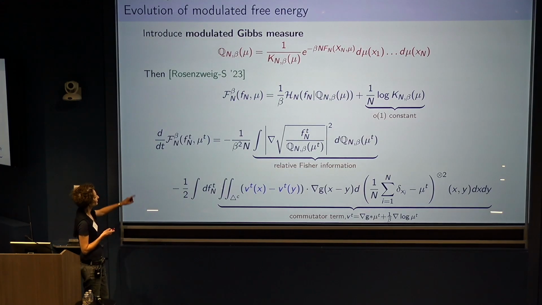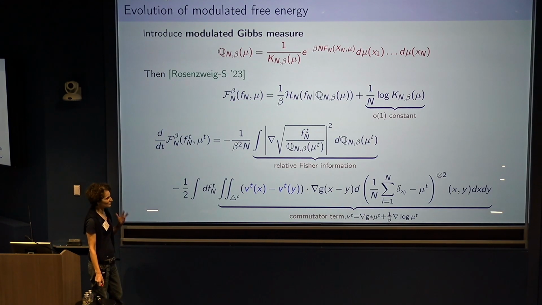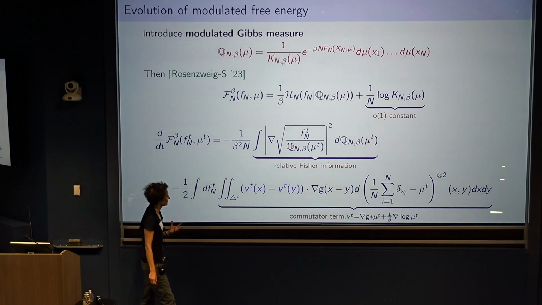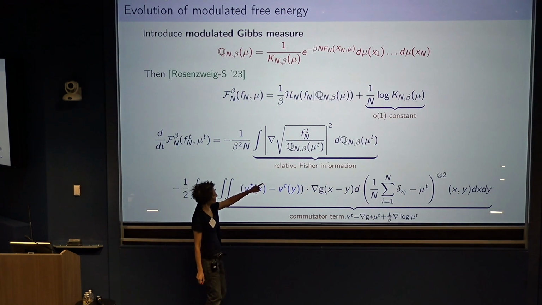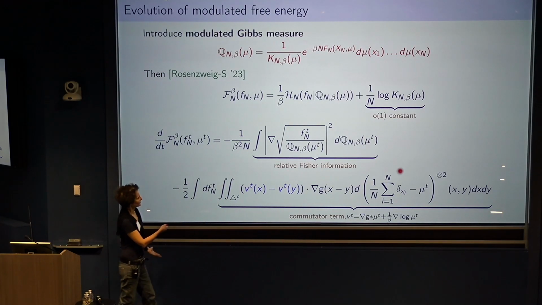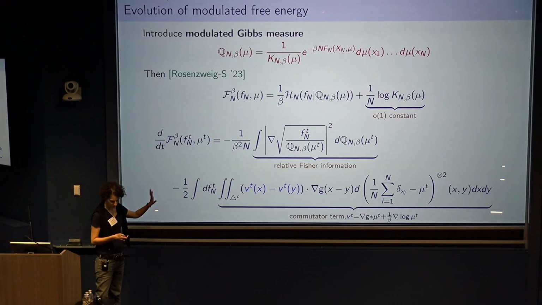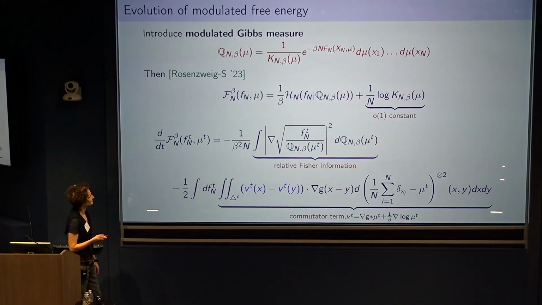And so when you differentiate a relative entropy in time, you know that you're going to get a Fisher information. And here you find it. It's the relative Fisher information relative to this modulated Gibbs measure. So this is the natural structure now, and this is why the computation works. You get this, which has a sign. And then you get your commutator type terms, which you can control, and you're in business.